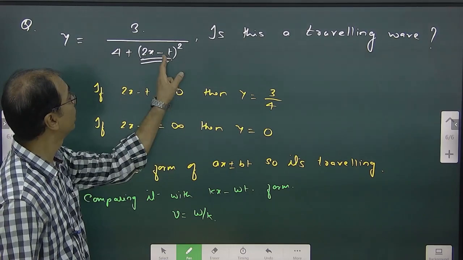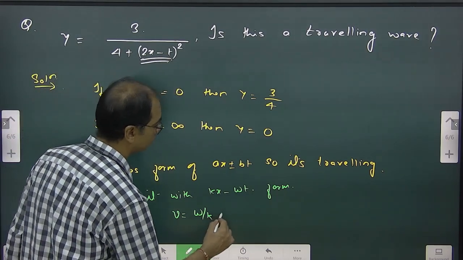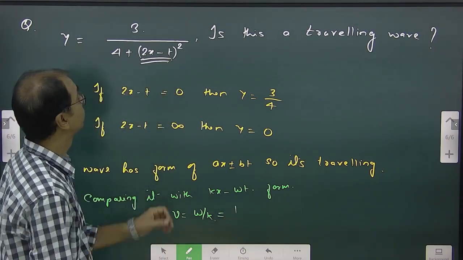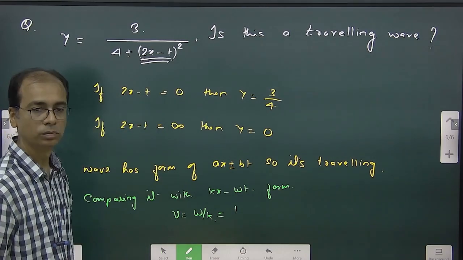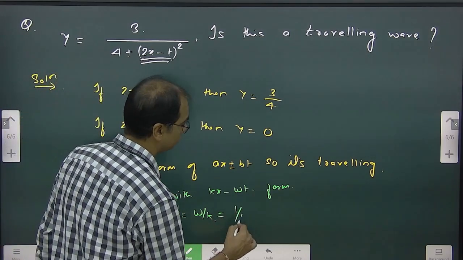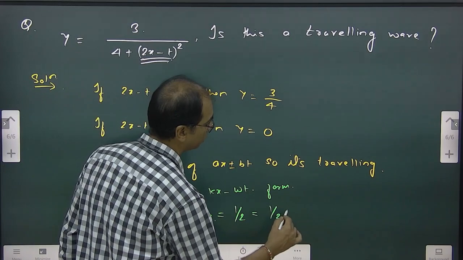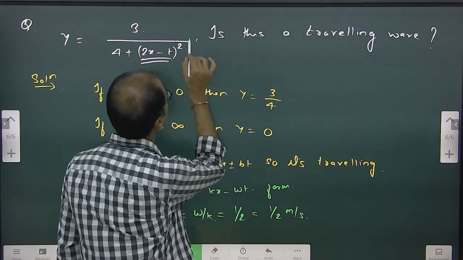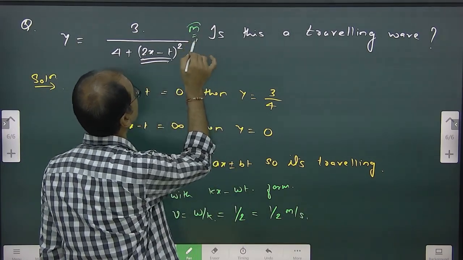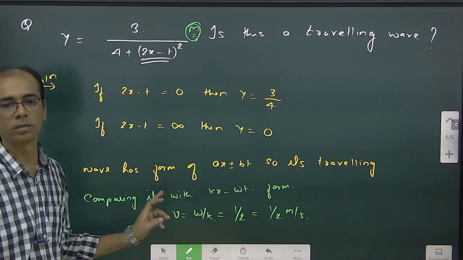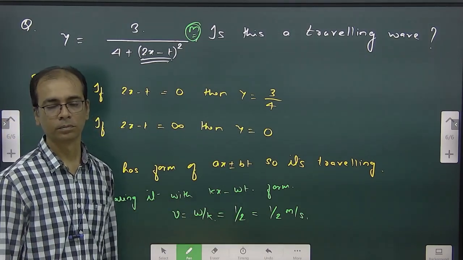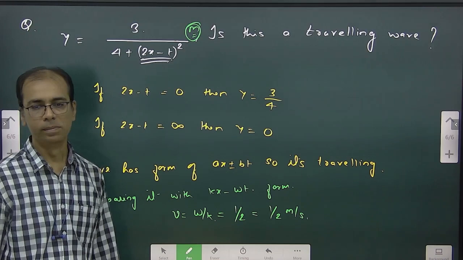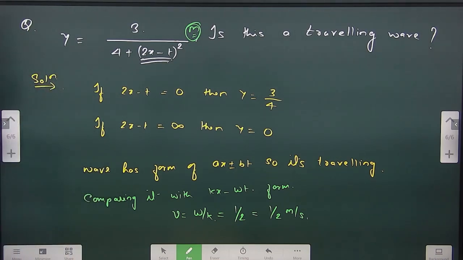What is the coefficient of t here? 1. So we'll write 1. What is the coefficient of x? 2. So by 2. So speed is 1 by 2 meter per second. If meter is given here, then it is meter. So speed is 1 by 2 meter per second. Is it clear? Yes, sir. Note that.